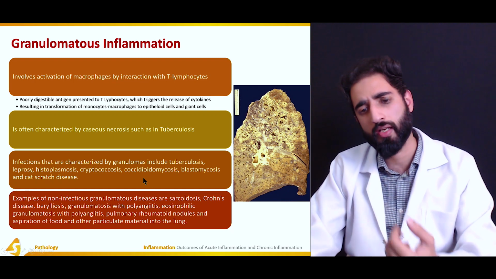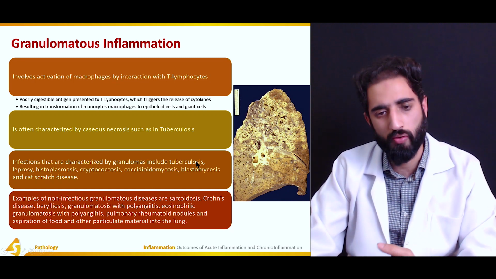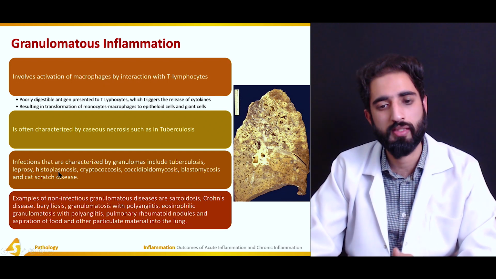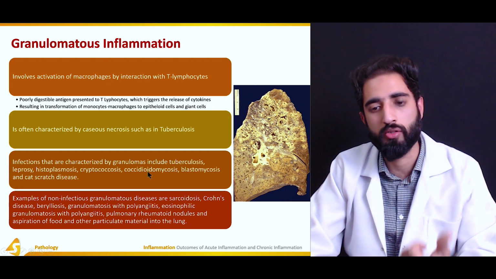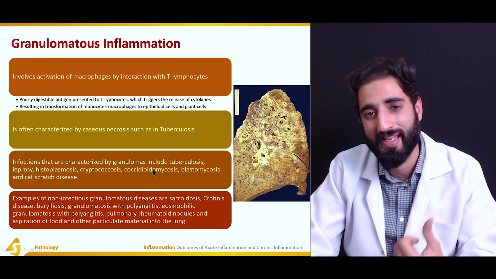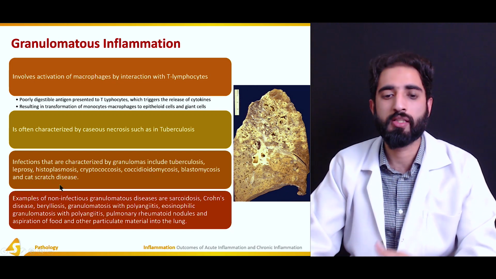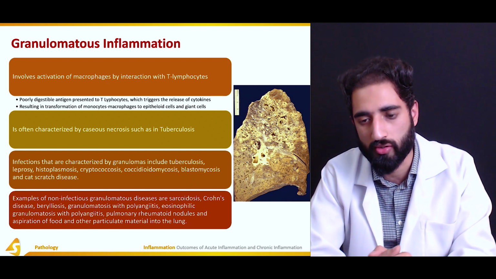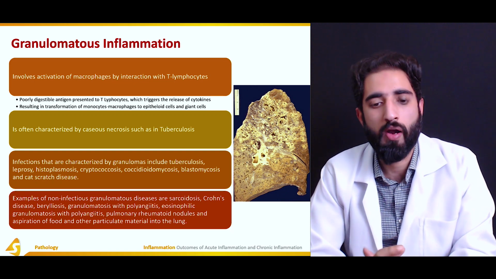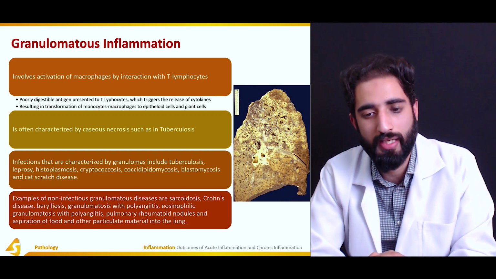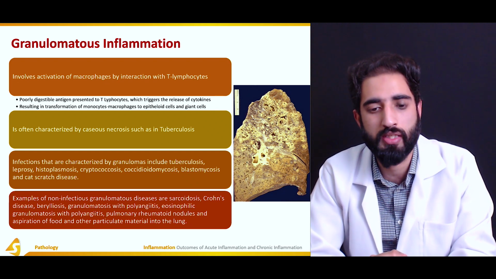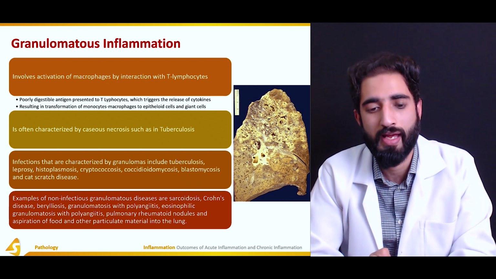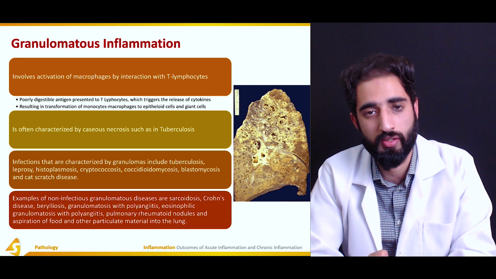Infections that are characterized by granulomas include tuberculosis, as I already mentioned, leprosy, which is a condition of the skin, histoplasmosis, cryptococcosis, coccidioidomycosis, blastomycosis, and cat scratch disease. Examples of non-infectious granulomatous disease are sarcoidosis, as I already mentioned in the previous slide, Crohn's disease, berylliosis, granulomatosis with polyangiitis, eosinophilic granulomatosis with polyangiitis, pulmonary rheumatoid nodules, which is an autoimmune disorder, and aspiration of food and other particulate material into the lung.